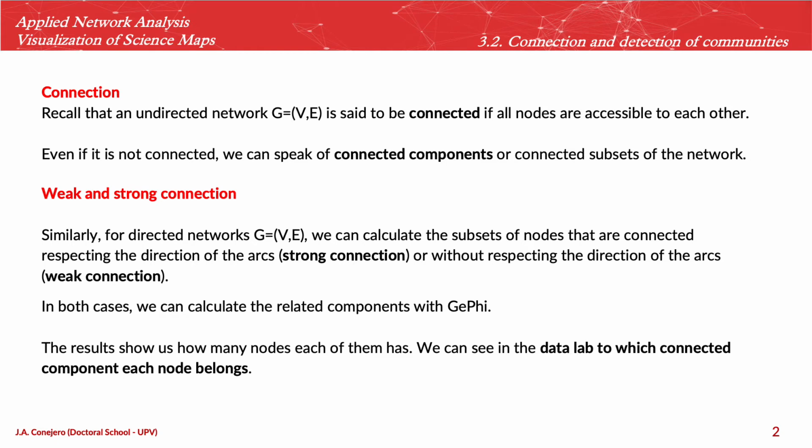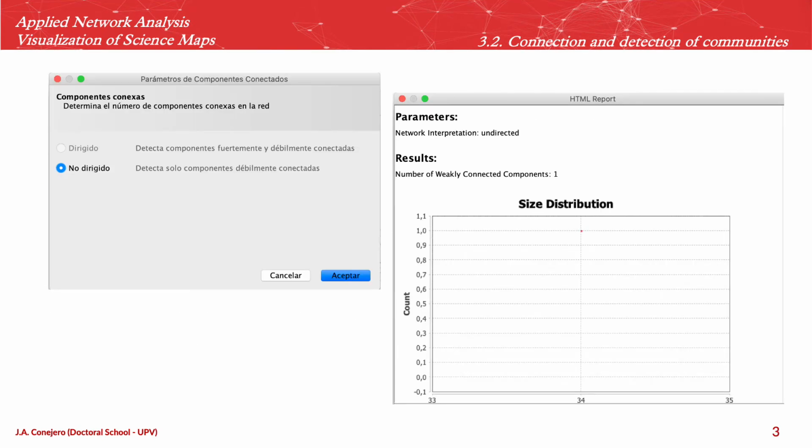What we will do is to see the data lab and to see, in each node's row, to which connected component it belongs. So as an example, if we want to compute with Gephi, we choose if the network is directed or not. In our case, the Zachary's Karate Club network was non-directed, and the results are shown here to the right. So what we have is that the network was connected, with one single connected component and with 34 nodes.